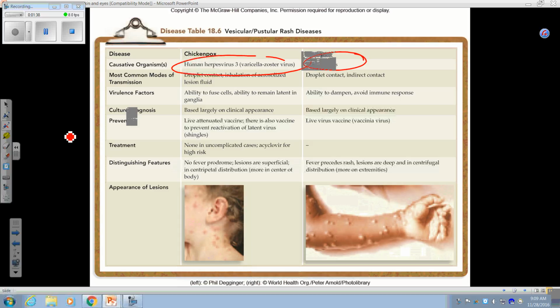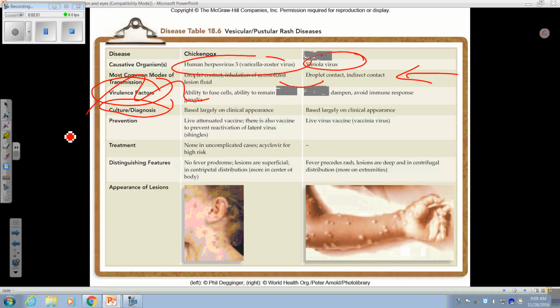The transmission, okay, you see that what they have in common is that the transmission can be via respiratory route or via direct contact. Virulence factors, don't focus on them, okay? Don't really focus. Culture diagnosis, clinical appearance.